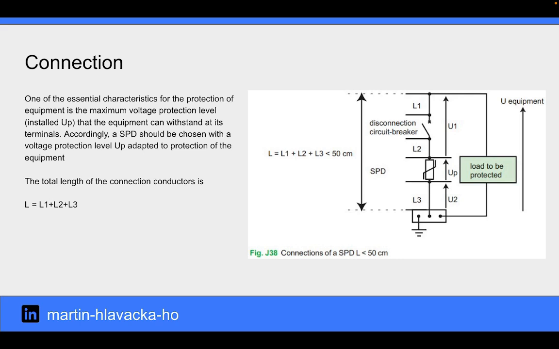One of the essential characteristics of the protection of equipment is the maximum voltage protection level that the equipment can withstand at its terminals. Accordingly, an SPD should be chosen with a voltage protection level UP adapted to the protection of the equipment. The total length of the connection conductors is L1 plus L2 plus L3.